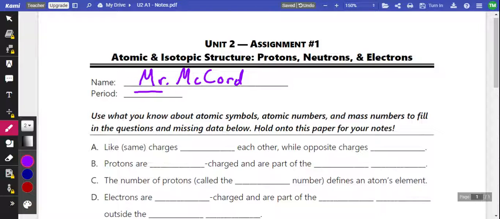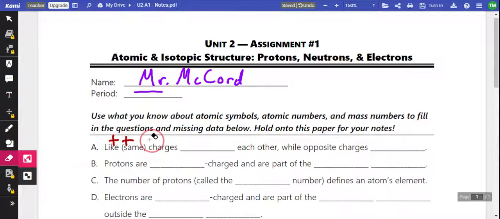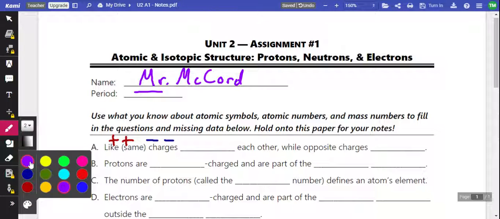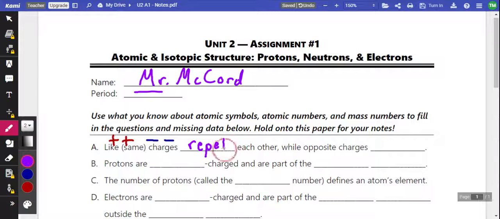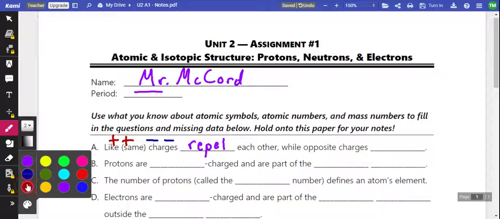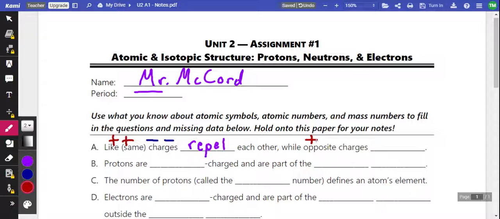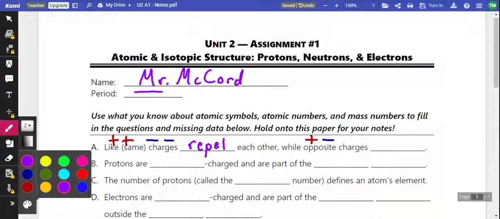Don't worry about that. Okay, so to recap some stuff about charge: like or same charges, so that would be like positive or a negative, repel each other. And if you have opposite charges, like a positive and a negative near each other, those attract each other. Opposites attract.